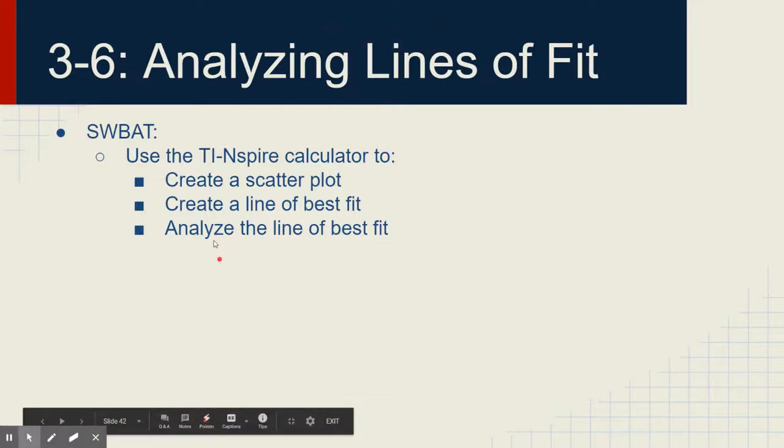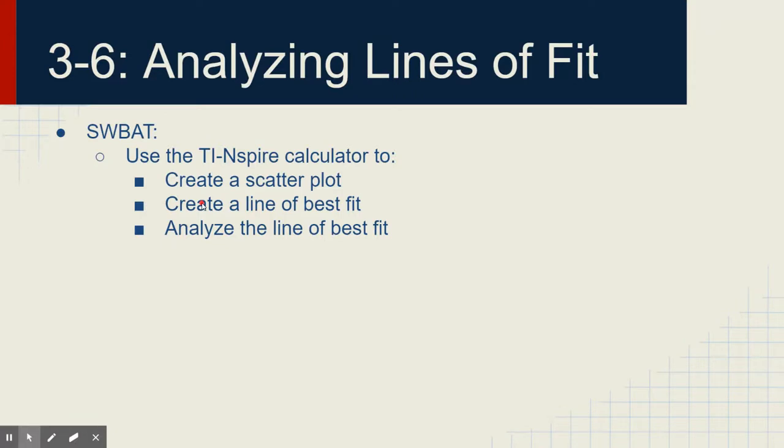We're on chapter 3-6, where we're going to be analyzing lines of fit. In this lesson, we're going to take what we learned from 3.5 in trend lines and scatter plots, and we're going to do what we did in 3.5, but with a calculator now. We're going to be using the TI Inspire calculator to make a scatter plot, to create a line of best fit, and then to analyze that line of best fit. We're going to analyze it by finding a couple different things using the calculator, some different measurements and some different data points. They'll be very helpful in analyzing it.